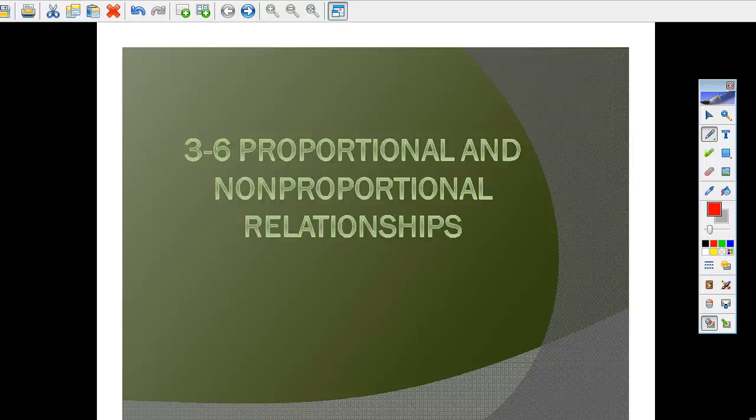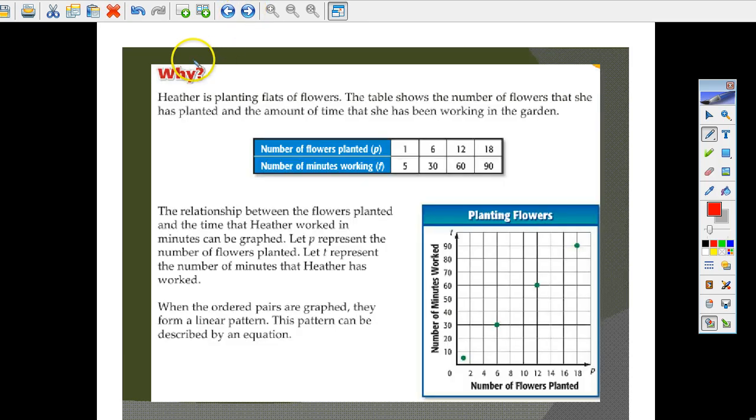This is Chapter 3, Section 6, Proportional and Non-Proportional Relationships. In the last few sections you learned about direct variations that go through (0, 0), and now we're going to learn about relationships that do not go through (0, 0). So why are we learning this?